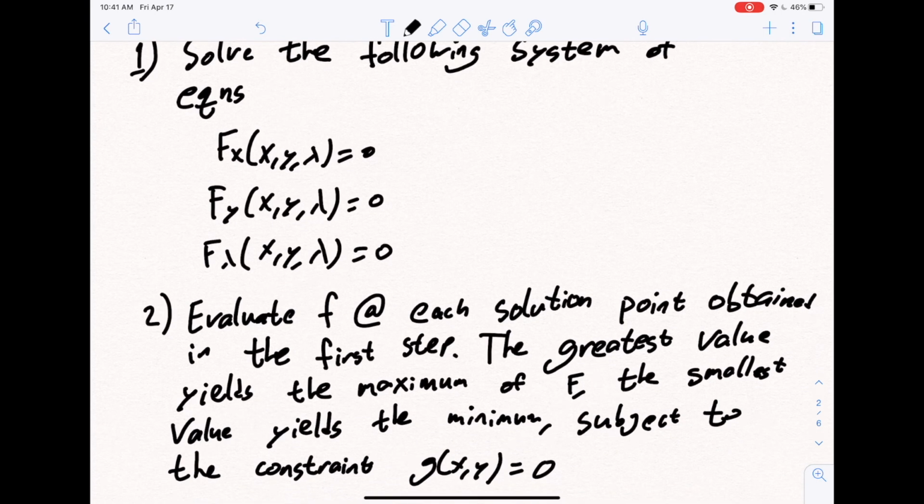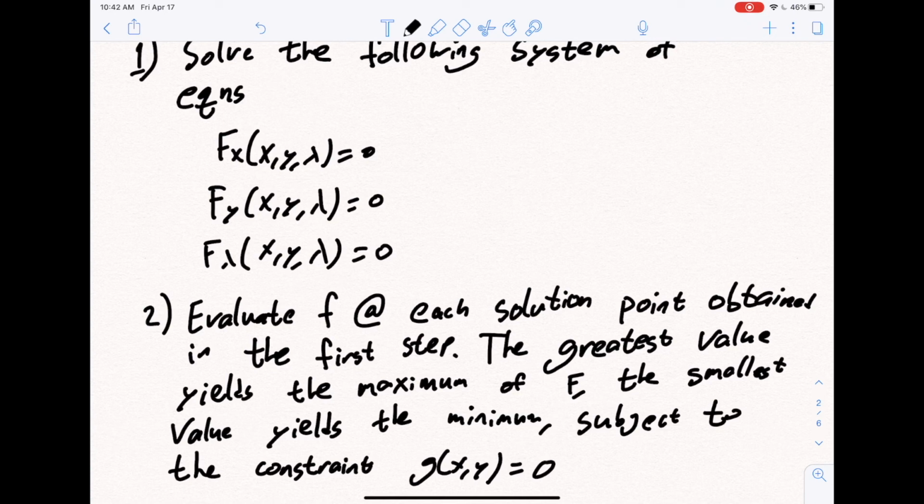The partial derivative of capital F with respect to x equals 0, the partial derivative of capital F with respect to y equals 0, and the partial derivative of capital F with respect to lambda equals 0. Once we solve that, we'll have our point x, y, or our multiple points x, y, and we evaluate that lowercase f function that we had at the very beginning at each solution to that system of equations that we got in the first step. The greatest value yields the maximum of f, and the smallest value yields the minimum of f, subject to the constraint g of x, y equals 0.